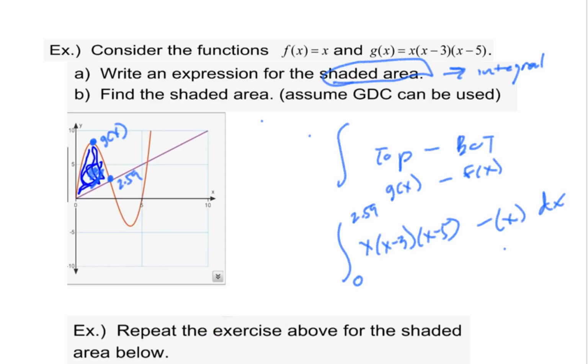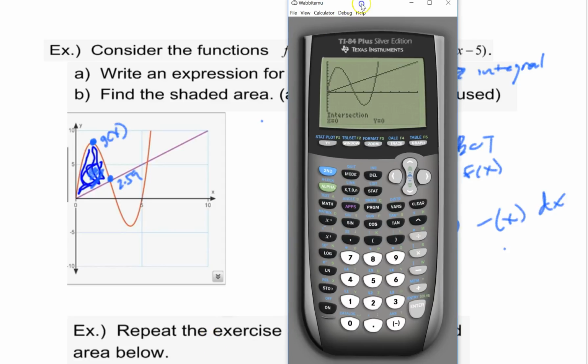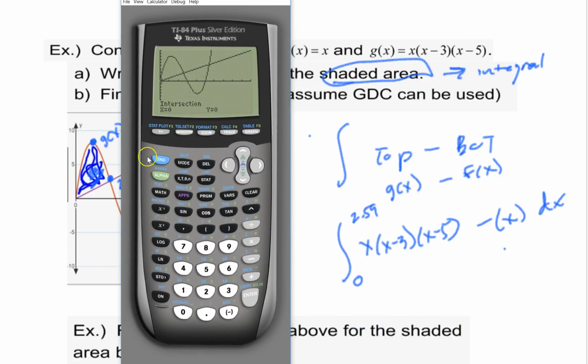Now let me show you a trick. If I haven't shown you this already, I think I did, but let's go over it again, so I don't have to rewrite these. If I want to integrate this, I'm going to go quit. I'm going to go to math, integral, number 9. Now 0 to 2.59. Now this is top minus bottom, g of x minus f of x.